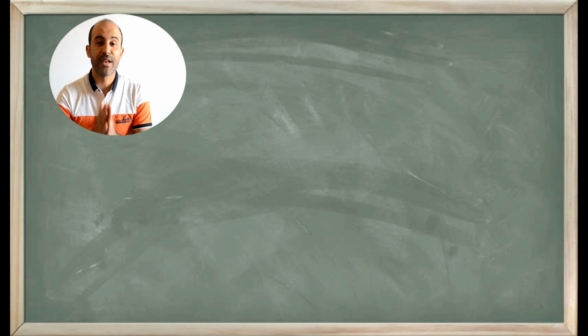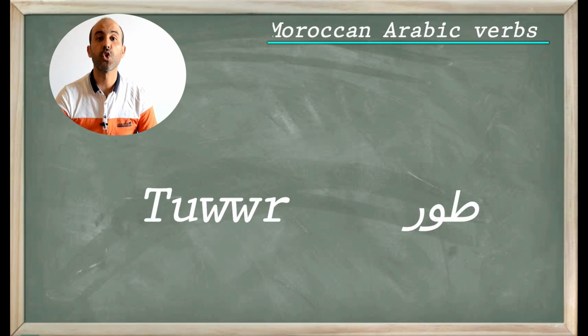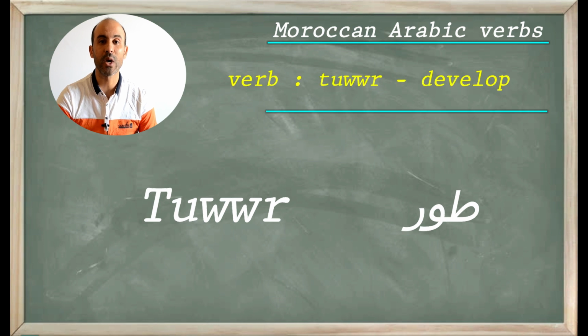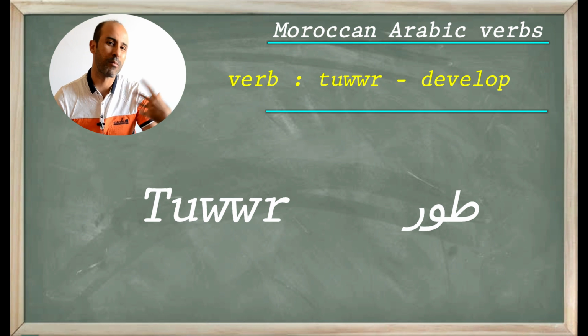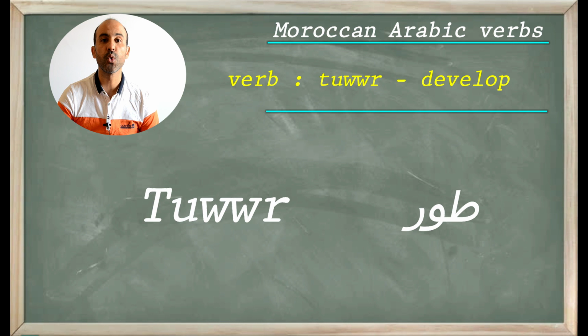Good. So the next verb, the last verb in this video, is طور. طور is to develop or to improve something, but it's more develop. It's not the soft t, it's the emphatic ط. طور. Can you repeat it? طور.